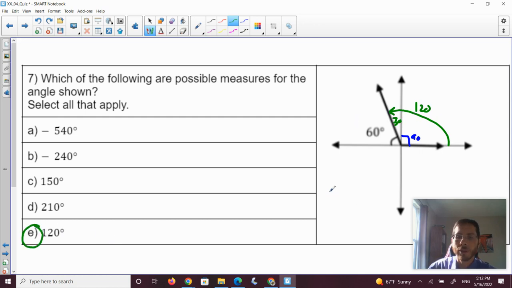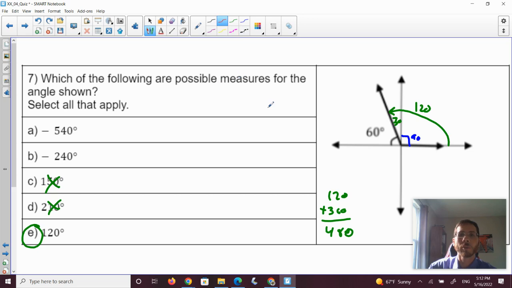Now, once I get to 120, I know that to get back there, I'd have to go all the way around the circle. So that's 480. So if there's any positives that are less than 480, I can get rid of them. So these two can't be right because the next time I would hit that, I'd be at 480.